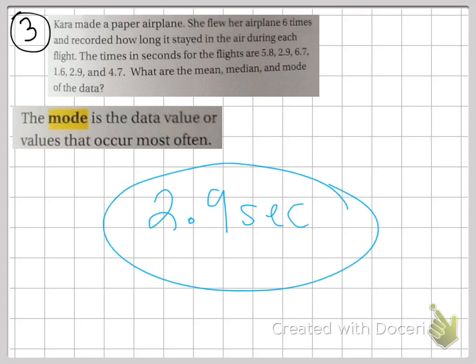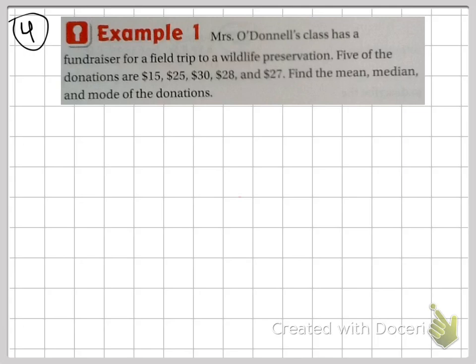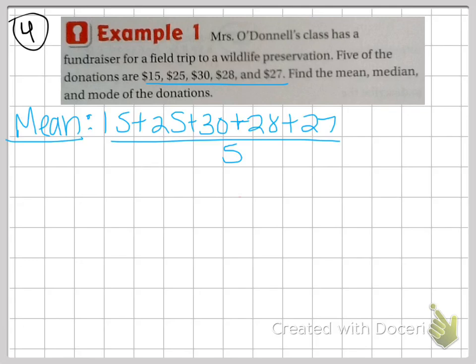Let's take a look at another problem. Mrs. O'Donnell's class has a fundraiser for a field trip to a wildlife preservation. 5 of the donations are listed here. Find the mean, median, and mode of the donations. All right, and you should get a sum of 125 over 5, which simplifies to $25.